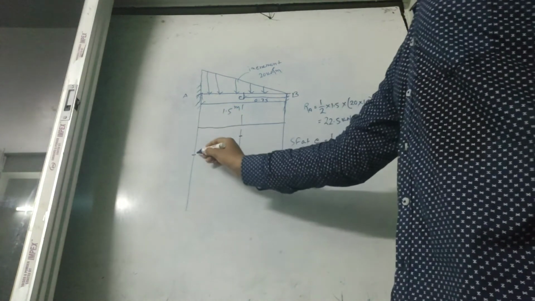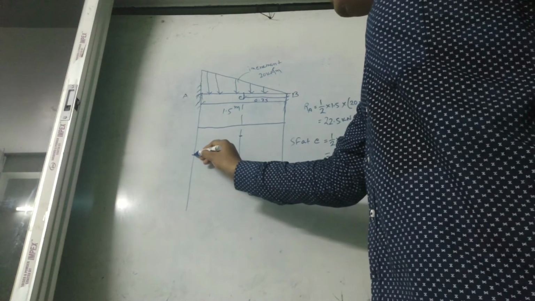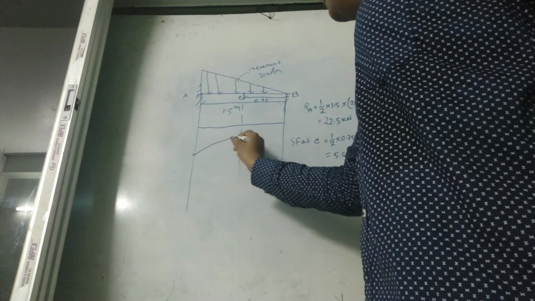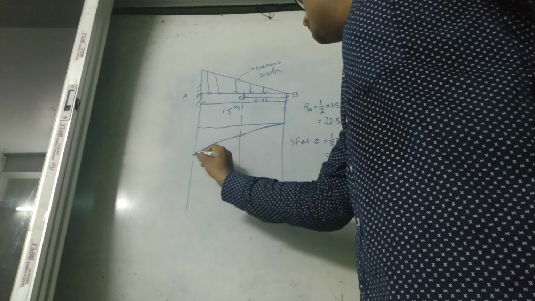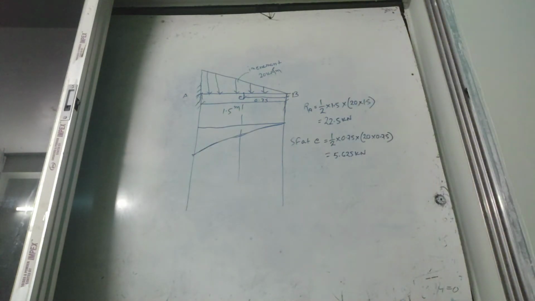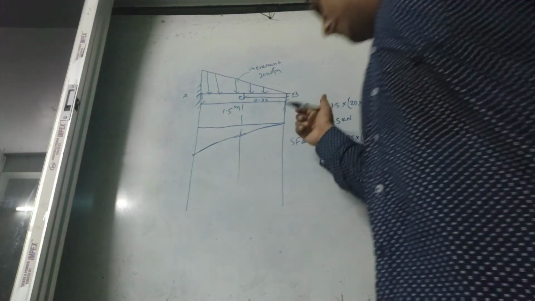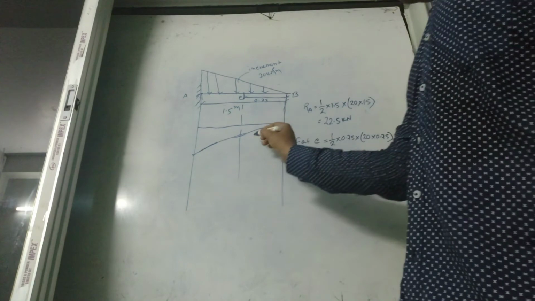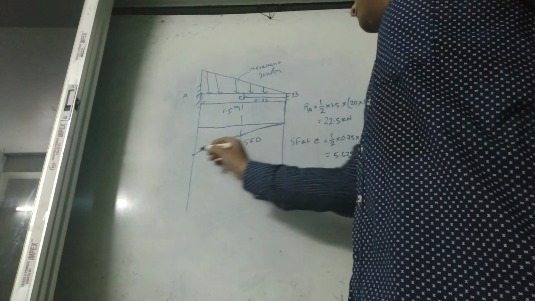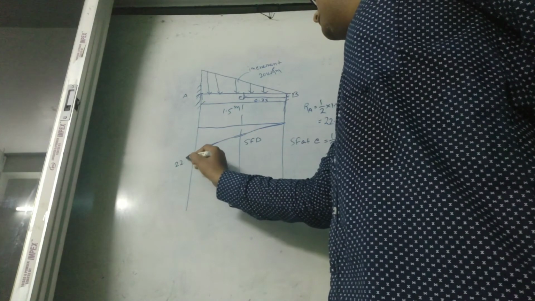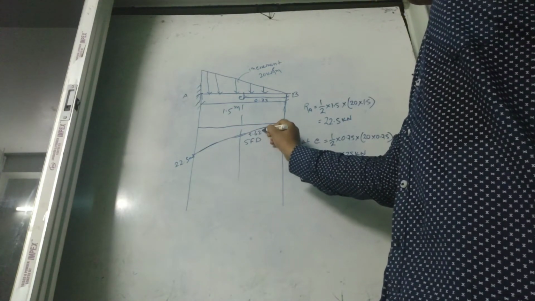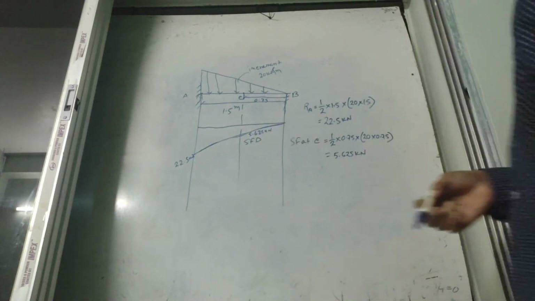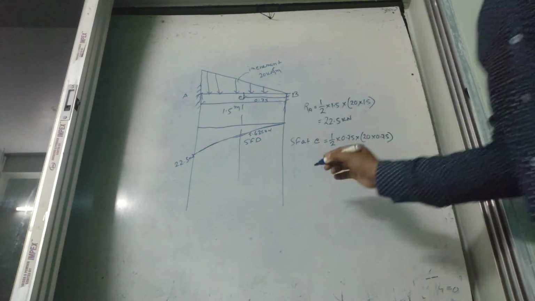In the last solution I told you that in UVL load, the shear force diagram is also curved in nature. Shear force diagram is also curved, not a straight line. So this is the shear force diagram, SFD. This is 22.5 kilonewton and 5.625 kilonewton. Now we go for the bending moment. There are two bending moments.